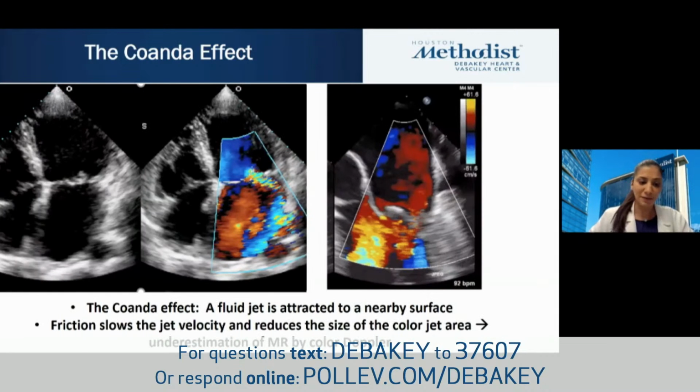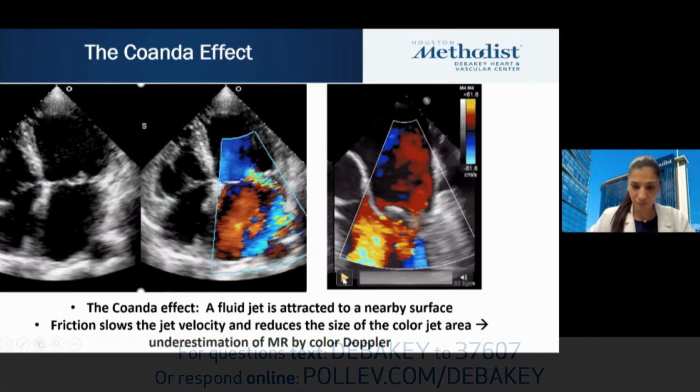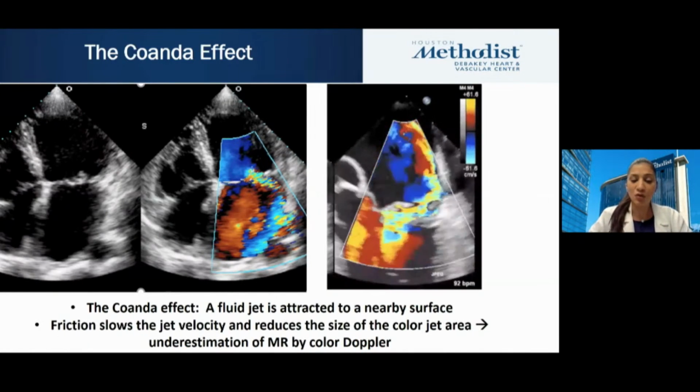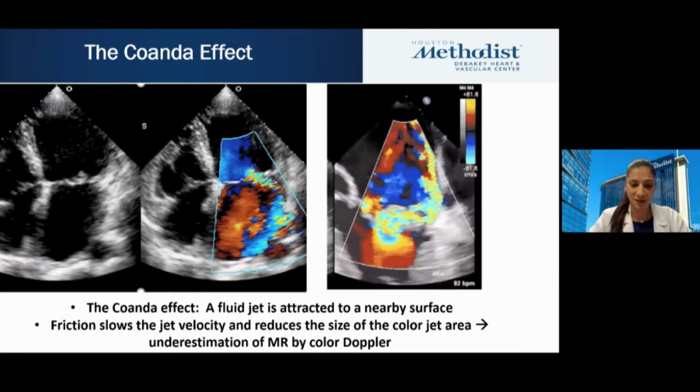The Coanda effect is when you have these super eccentric jets. These are a couple of examples. A fluid is usually attracted to nearby surfaces, and as it is, friction slows the velocity, and that reduces the size of the color jet area. So visually, you can underestimate mitral regurgitation severity by looking at the jet area in such eccentric jets. So be careful when you see those eccentric jets.